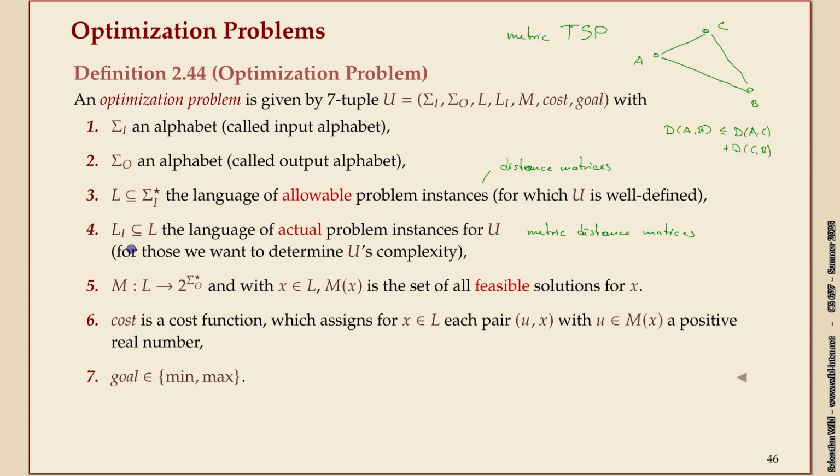And now you already see we need some way of checking that something is an actual instance. Then we have this function n that tells us what are possible solutions for a given instance. And these have to be defined for all of the allowable instances. So for TSP, this would be all possible round trips, so permutations of the cities.